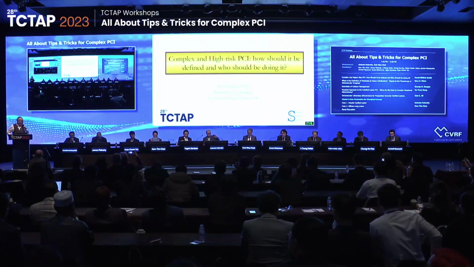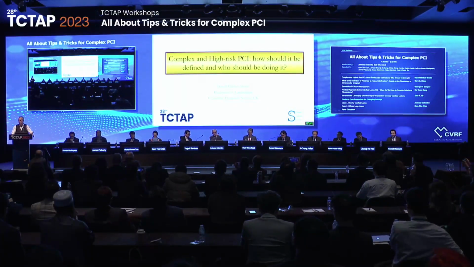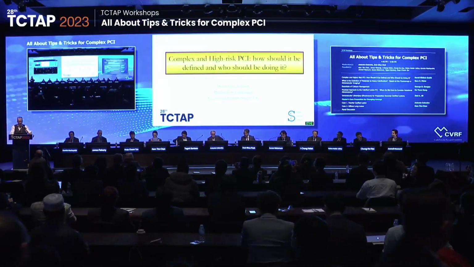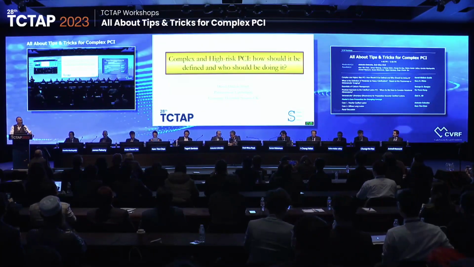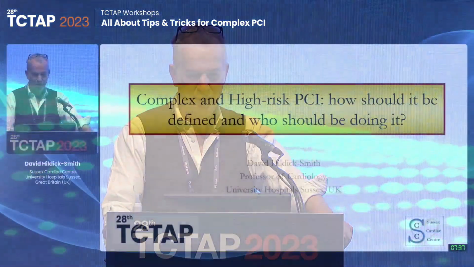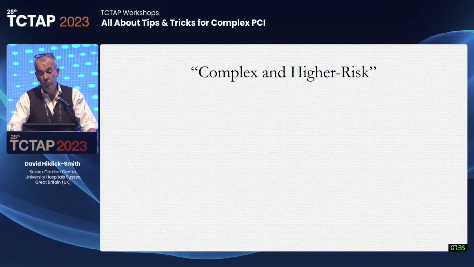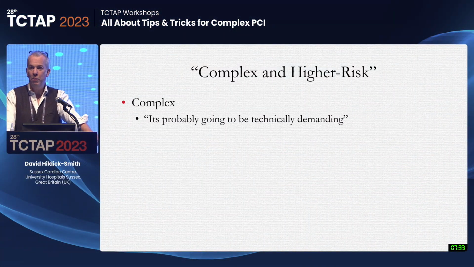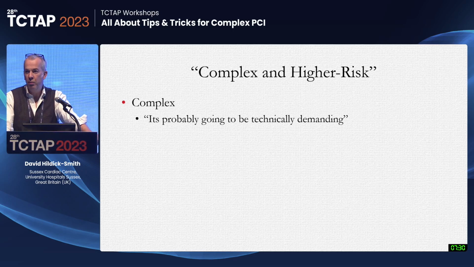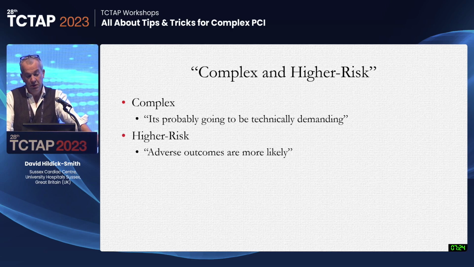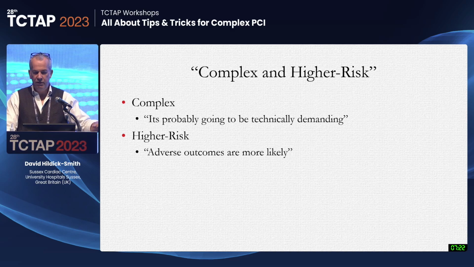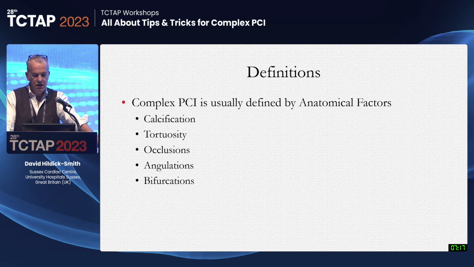Thank you very much, Antonio. So, yes, complex high-risk PCI, so-called CHIP. Personally, I rather hate that acronym, but that's my problem. So what is complex and high-risk? Well, if it's complex, that means it's probably going to be technically demanding. Not always. You can't always predict that that's the case, but probably. If it's high-risk, self-evidently, adverse outcomes are more likely. But the definitions only overlap to a certain extent.